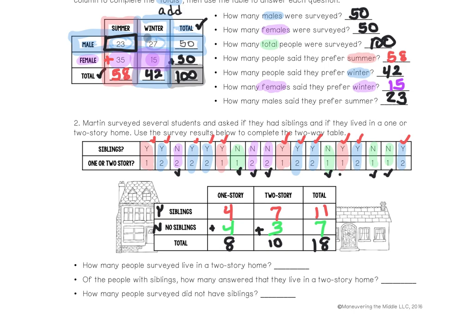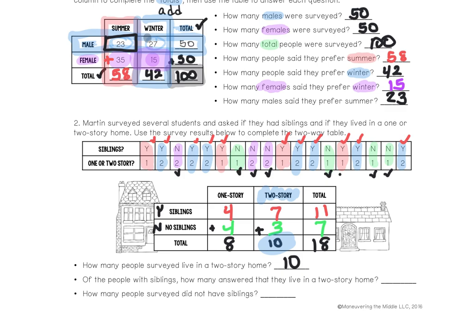Okay? There's 3 questions here. How many people surveyed lived in a 2-story home? So we're going to look at the 2-story column. That's a 2-story right here. How many people lived in it? So not just siblings or no siblings. We're going to look at the total. All right, good. So that's 10 people.